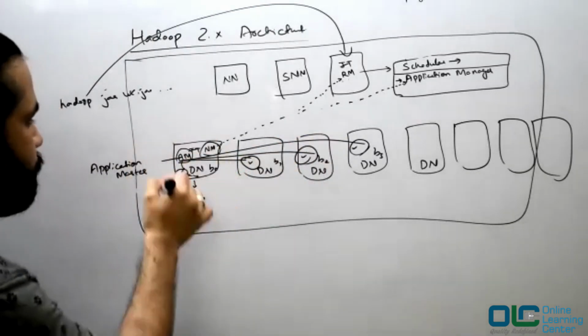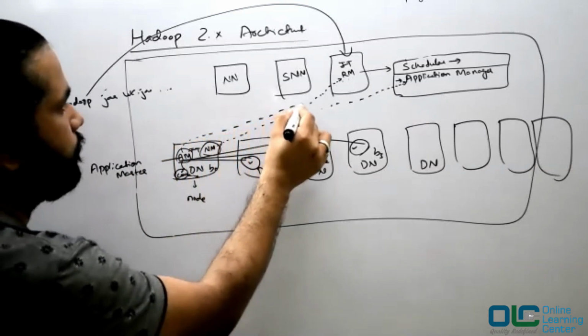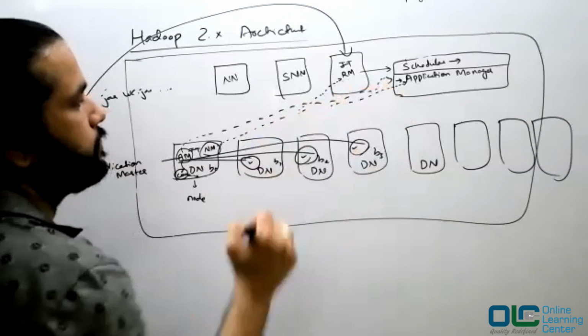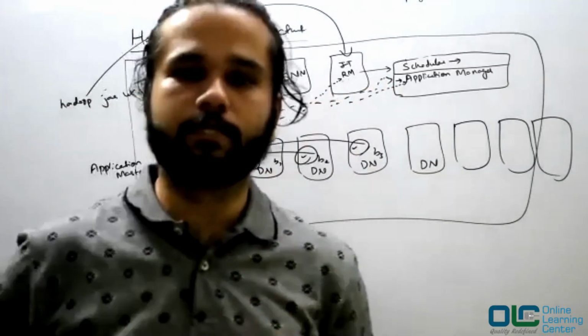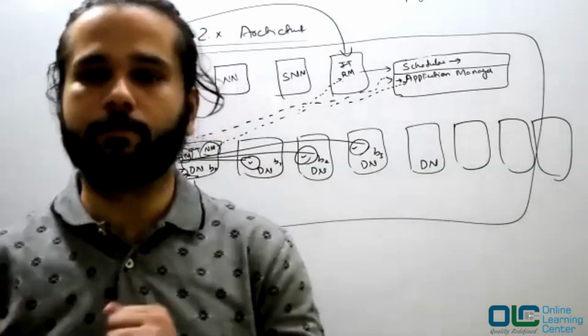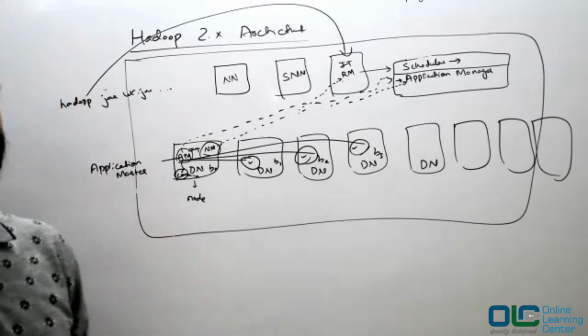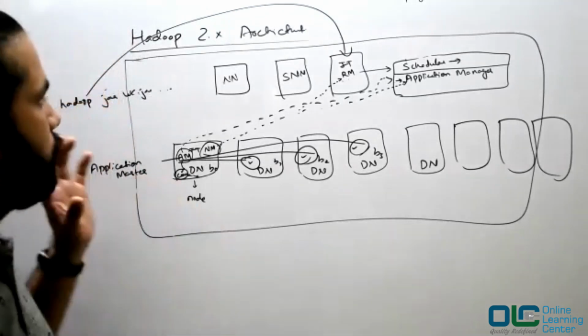So those jobs would be processed, and as the job is progressing, this application master will update this information to your application manager: this is the progress of my job, I've completed 10%, 20%, 30%, whatever it is. This is how your Hadoop works all together.